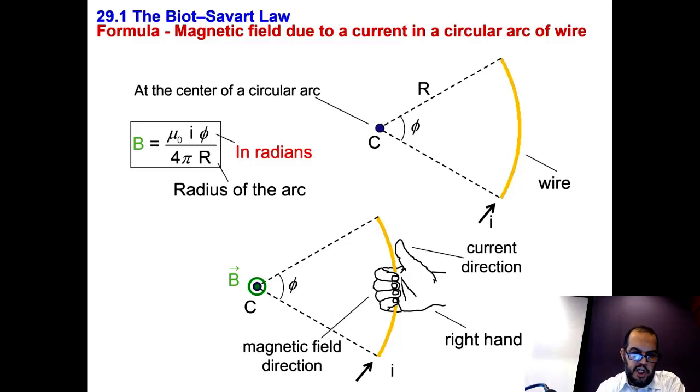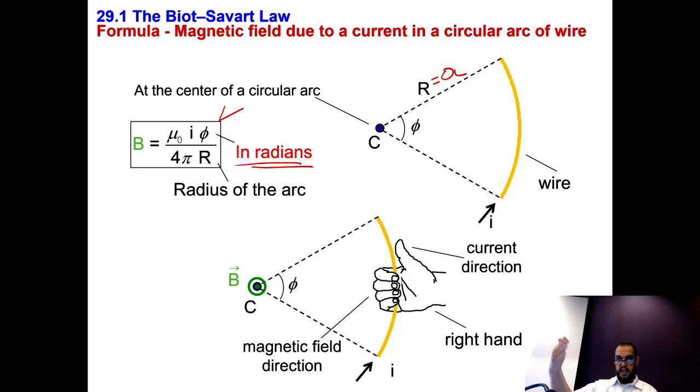So this is a general equation for an arc of angle theta and a radius r. You can use this general equation, mu 0 I theta, divided by 4 pi r, where r is the radius of curvature, and sometimes they call it a. Remember, theta has to be in radians. You can do it for half a circle, where theta becomes pi. For a full circle, theta becomes 2 pi, and you can simplify it.